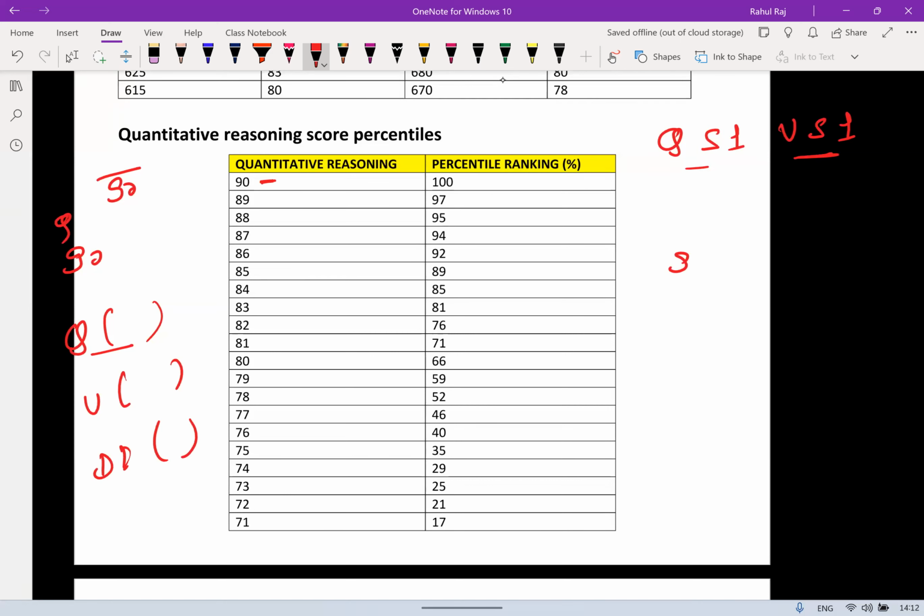So if you get 90 out of 90 in the quant section, this means 100 percentile. If you get 89 out of 90, this means 97 percentile. If you get 88 out of 90, this means 94 percentile. So these are the percentiles that are given to you.